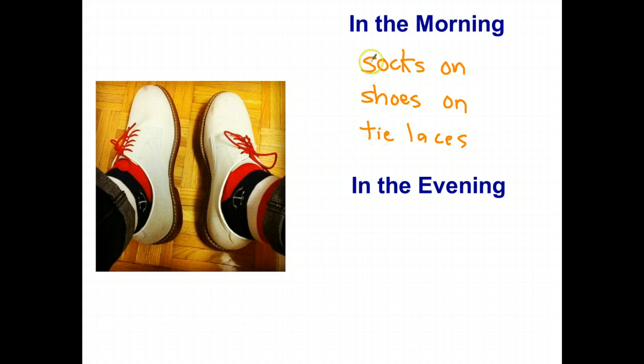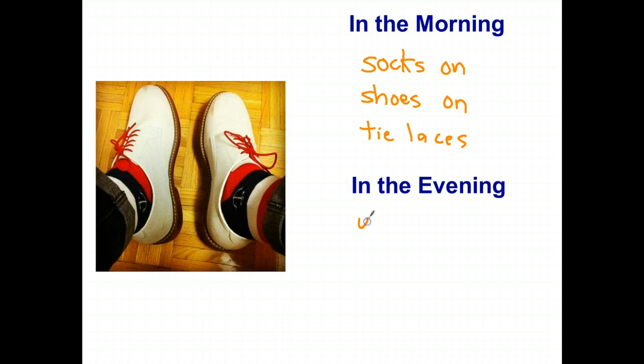And there's an order of operations for this. You've got to put your socks on before you put your shoes on. You've got to put your shoes on before you tie the laces. Now, when he comes home after school, assuming he wants to be running around barefoot, what he has to do is undo these steps, but he has to undo them in reverse order.